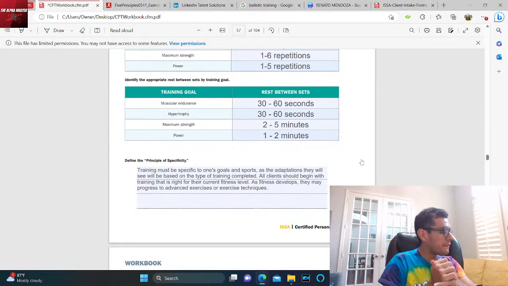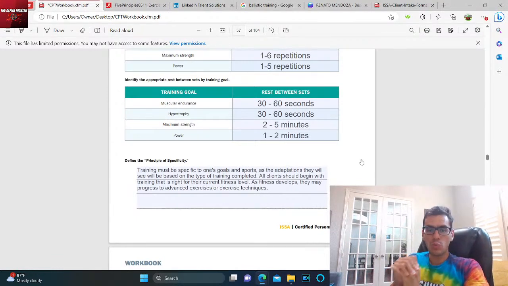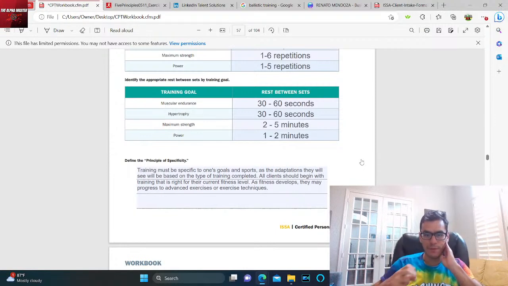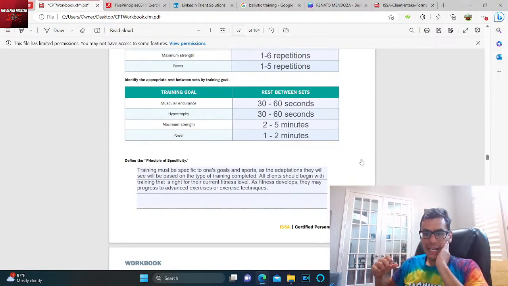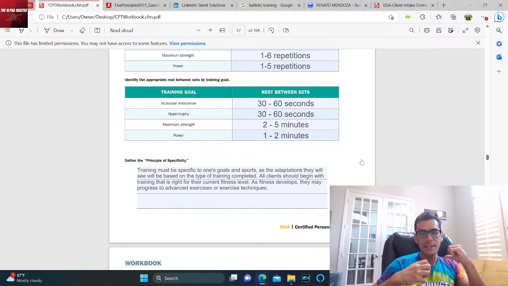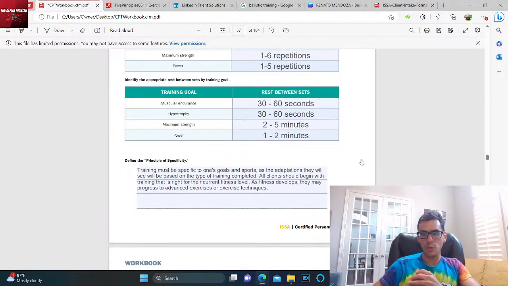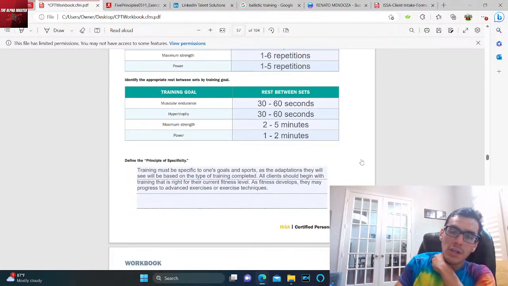Training must be specific to one's goals and sports, as the adaptations they will see will be based on the type of training completed. All clients should begin with training that is right for their current fitness level. As fitness develops, they may progress to advanced exercises or exercise techniques.